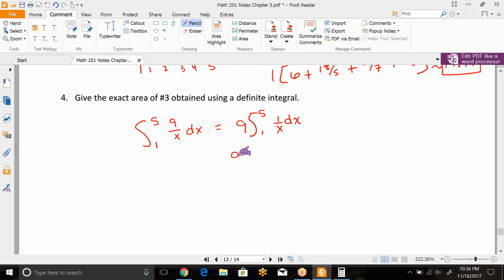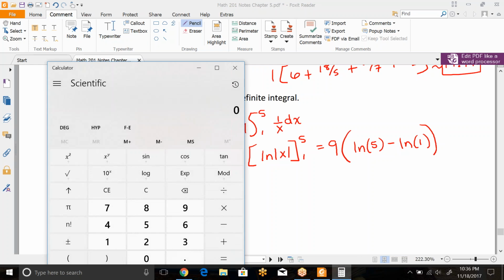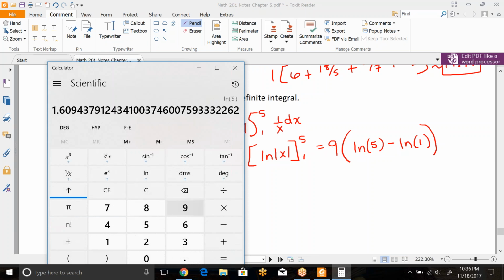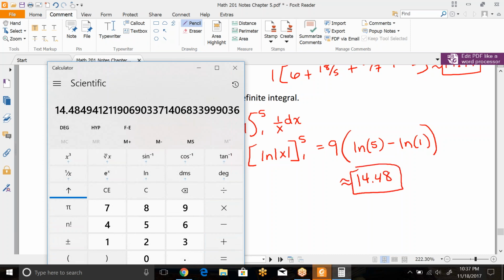So this would be natural log of x. So natural log of absolute value of x from 1 to 5. So that's 9 times natural log of 5. Since it's already positive, I don't need the absolute value, minus natural log of 1, which is also already positive. Natural log of 1, though, I believe is 0, but let me double check that. Yes, so this is just going to be natural log of 5 times the 9, which comes out to about 14.48, so we were pretty close. It's not going to be exact, but we were pretty close with what we had for the midpoint rule.